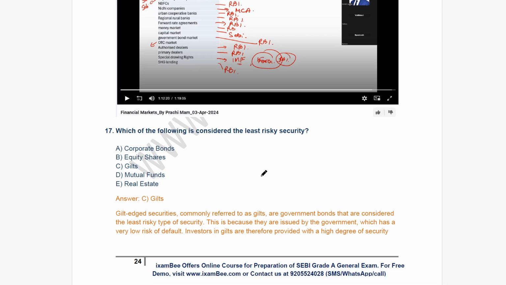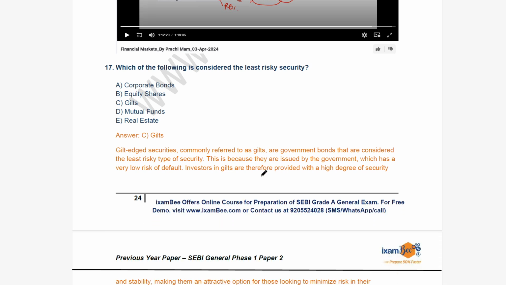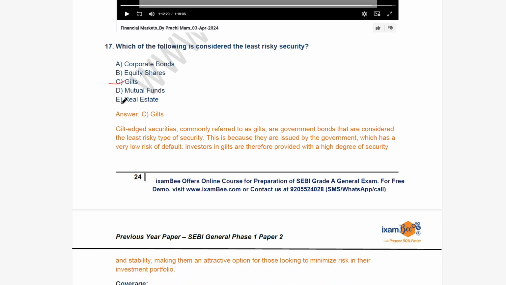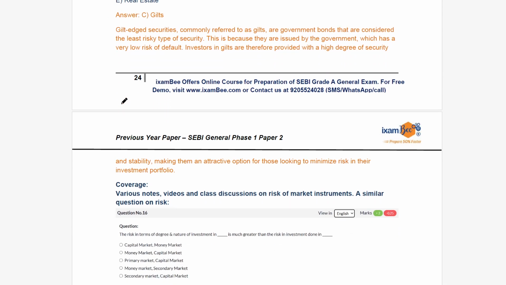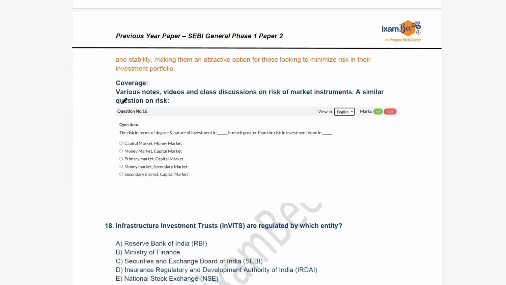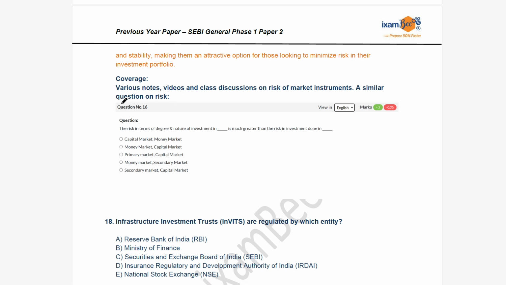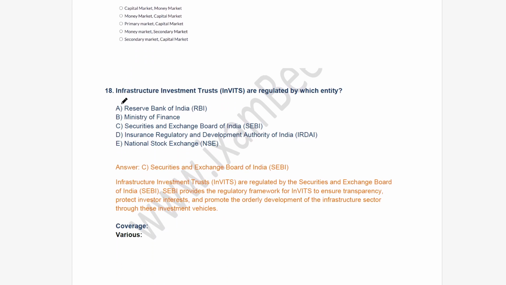Which of the following is considered the least risky security? A very, very easy question, I will say. Least risky is the gilts. Gilts is the government security. So government securities are the safest. There is no risk of default here, and you get a fixed interest or coupon income, right? A similar understanding of risk in different markets and different instruments has been there in our course.